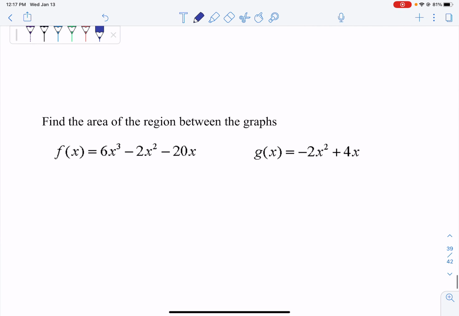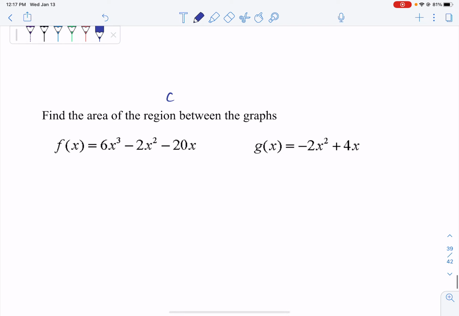Okay, find the area of the region between the graphs. Now looking at this, at what it's giving us, I wouldn't imagine this is one that they're going to give you to do by hand. Okay, this is probably going to be a calculator allowed question.